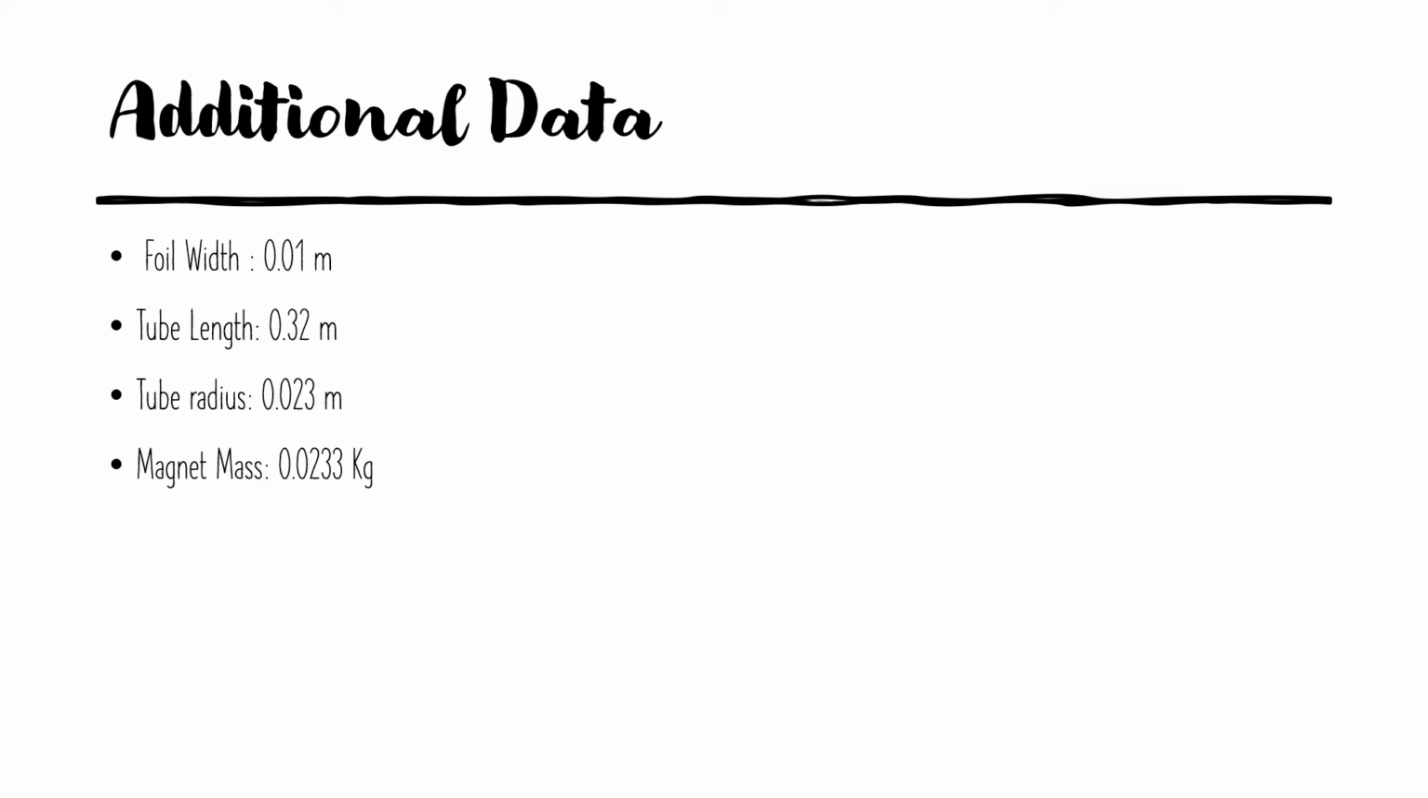The foil width was 0.01 meters, the foil length was 0.332 meters, the radius 0.023 meters, and the magnet mass was 0.0233 kilograms.